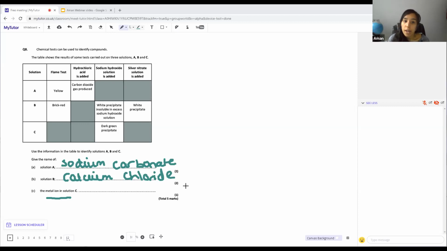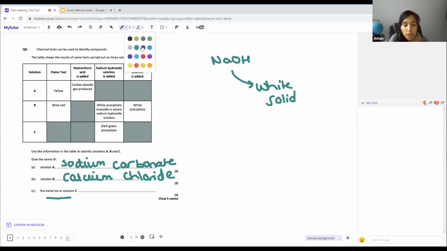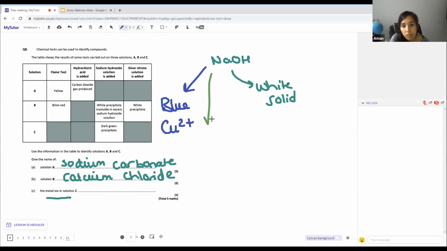Good, it's iron 2, excellent. So just as a recap for those that weren't here, with positive ions, you can either do the flame test or you can do the sodium hydroxide test where you add sodium hydroxide. And when you add sodium hydroxide, two things can happen. You can either get a white precipitate or you get a coloured precipitate, and three colours will occur. The first one is blue, and if it's blue, it is copper 2+. If you get a green colour, it is iron, and that's iron 2+.